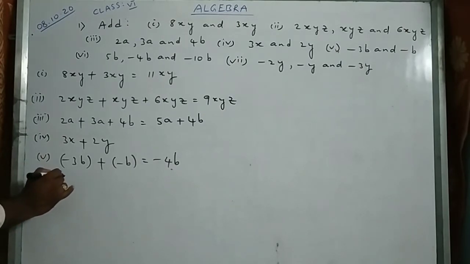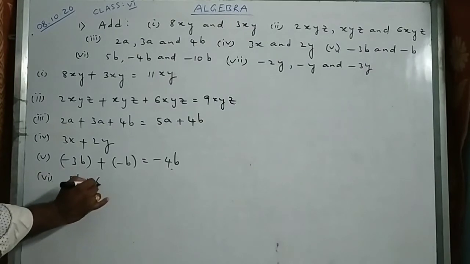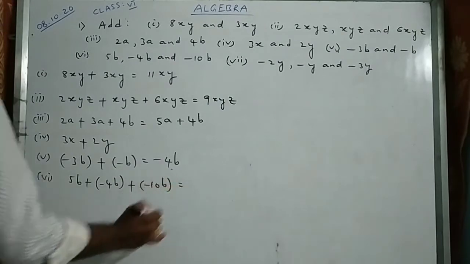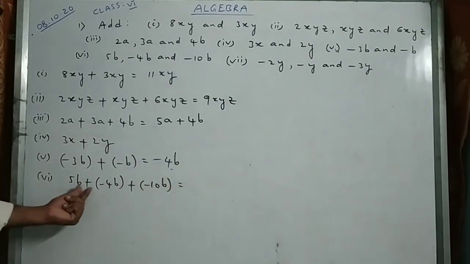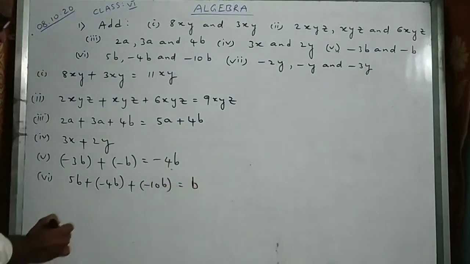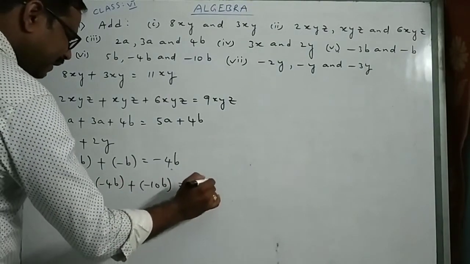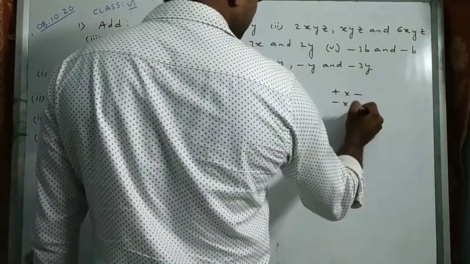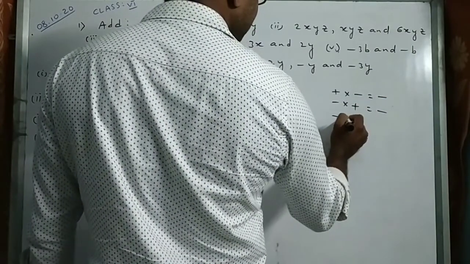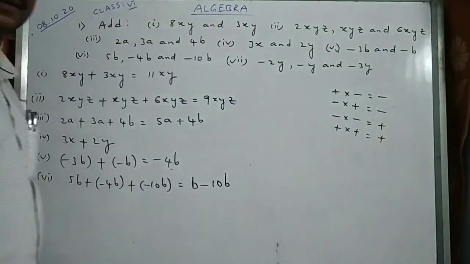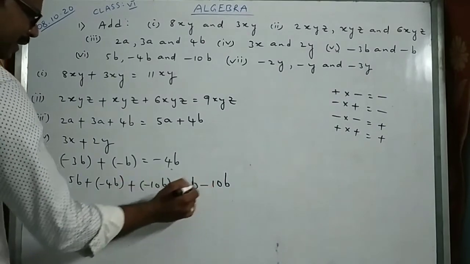Okay? Sixth, 5b plus minus 4b plus minus 10b. All are like terms. Clearly it is understood. All are b's only. So 5b minus 4b, 1b. 1b I can write. Plus into minus, minus 10b. Okay? You should know this. Plus into minus, minus into plus, we have always minus. Minus into minus, plus into plus is always plus. Remember the table. So plus into minus, minus 10b.